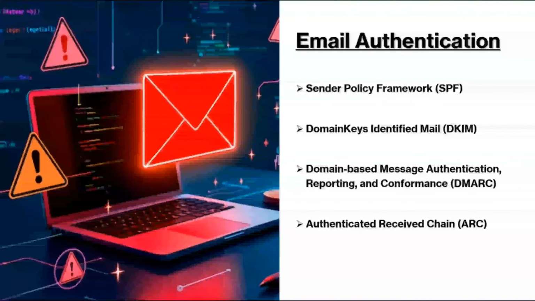Then we have DMARC, which stands for Domain-based Message Authentication, Reporting and Conformance, which specifies actions for email that fails SPF or DKIM checks for the domain's senders and defines where to send the DMARC reports. Last but not least, we have ARC, which stands for Authenticated Received Chain. It retains the original email authentication information when services modify messages in transit, enabling the destination email server to authenticate messages that would otherwise fail DMARC.